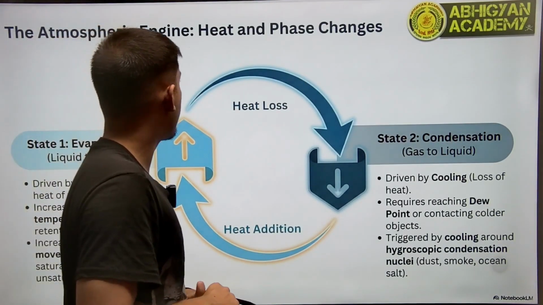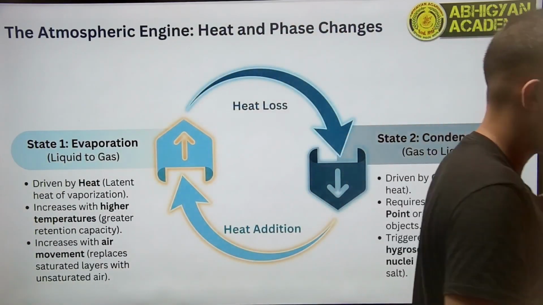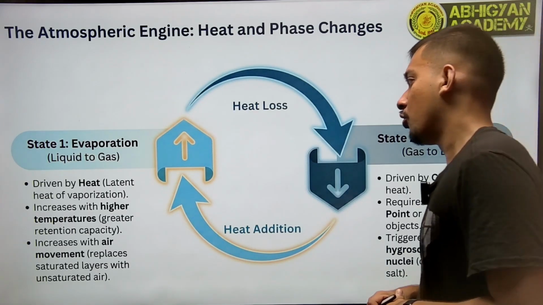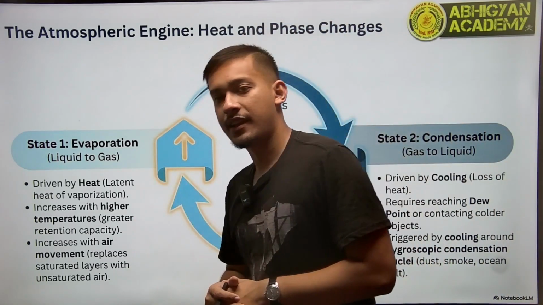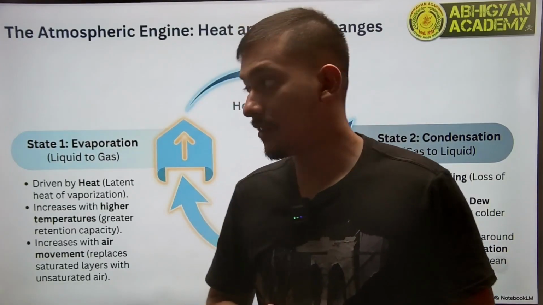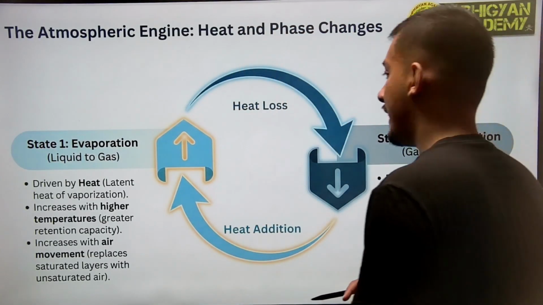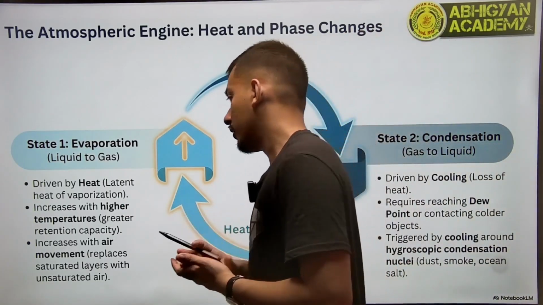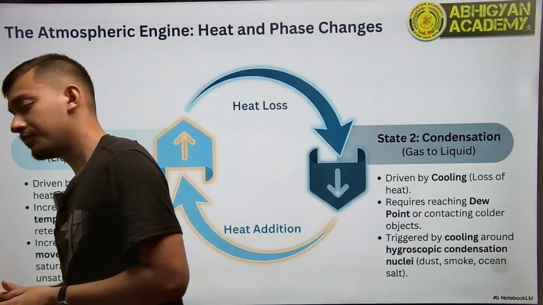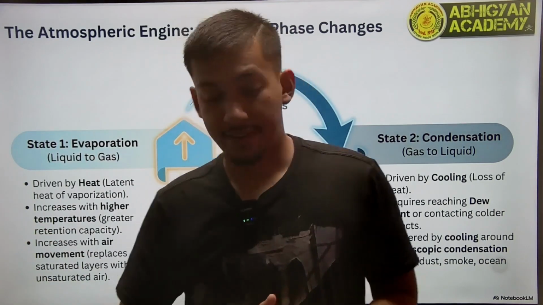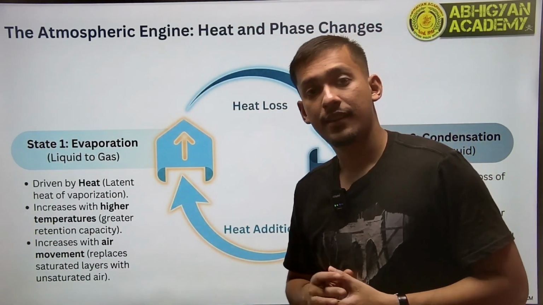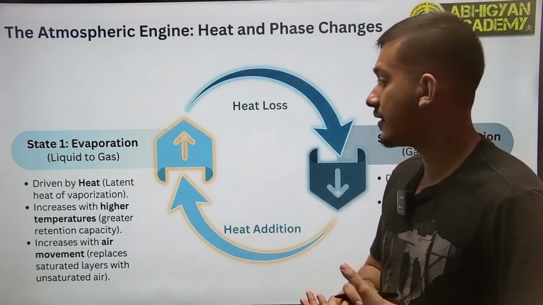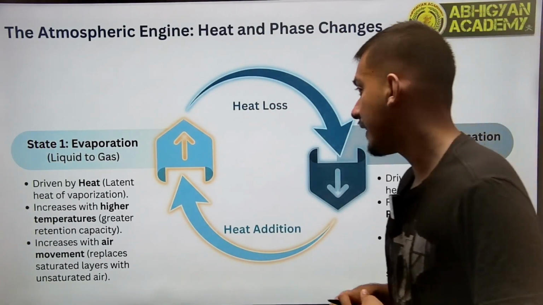So now we learn about the atmospheric engine, that is heat and phase changes. Firstly, we have evaporation, that is liquid to gas. When it turns from liquid to gas, we have heat loss, as we can see, it's given here from liquid to gas. So during a very warm day, evaporation takes place. Water vapor rises, and thus we get to see heat loss.